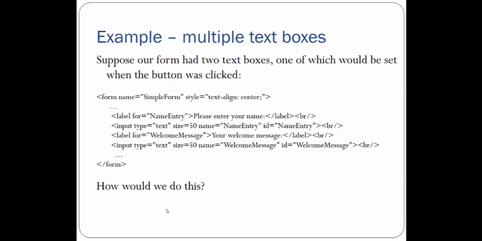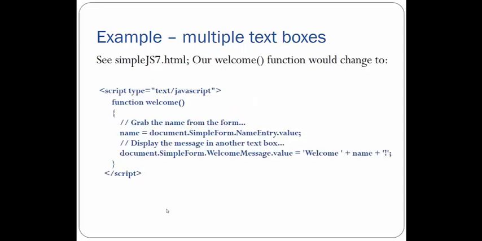In terms of the JavaScript code, we would just modify that slightly. Instead of using an alert box, we would simply change the second line of JavaScript code to go to the document, and on the document to go to the simple form, and on the simple form to go to the welcome message, which is our text box, and to set the value by assigning it, using the equal sign here, the values welcome, followed by name, followed by the exclamation point.